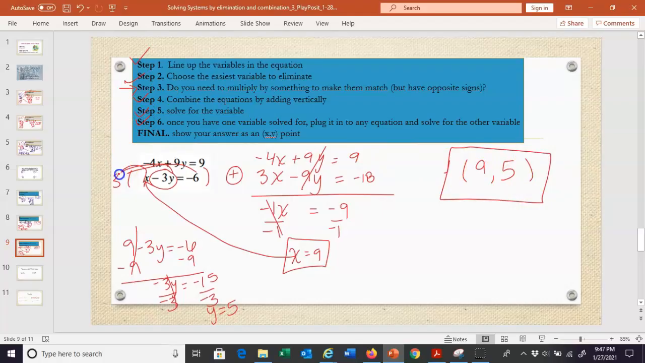So you can see this one was an example where they were not automatically opposites of each other. We had to multiply by some constant value to change the way it looked. We didn't change the values per se, because remember, we did it equally. We multiplied everything by 3. And again, we could have chosen to multiply everything by 4 and eliminated the x's. It's up to you.